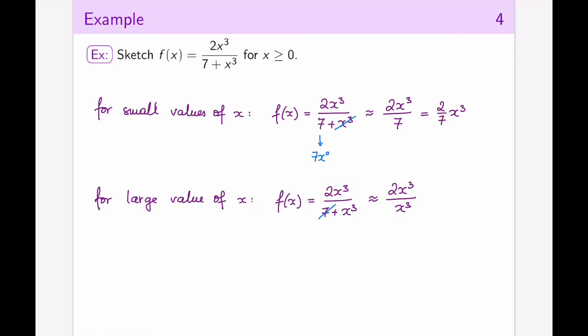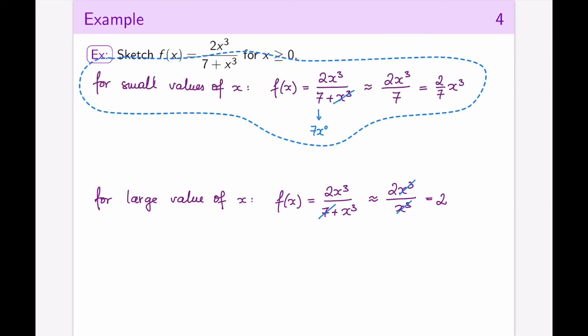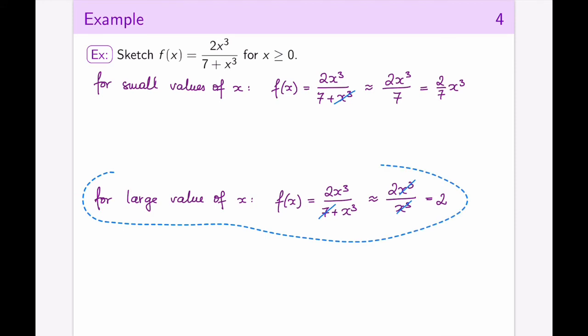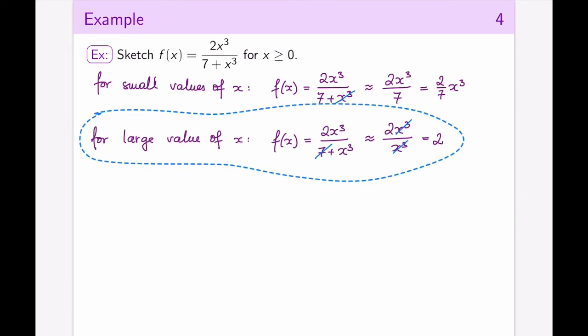So I have 2x cubed over x cubed. And I notice, of course, that now that I have that, I have x cubed on top and bottom, so they can simply cancel out, and I will get just a 2 as the answer here. So for small values of x, my function behaves like a constant times a cubic, and for large values of x, my function behaves like a constant, 2.